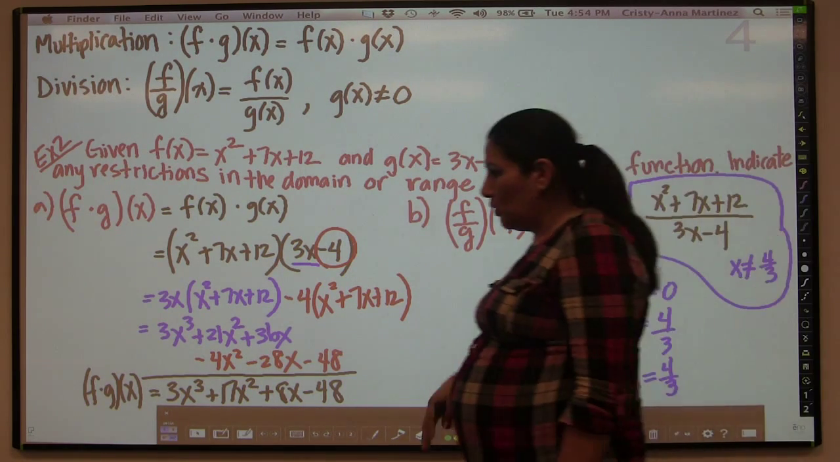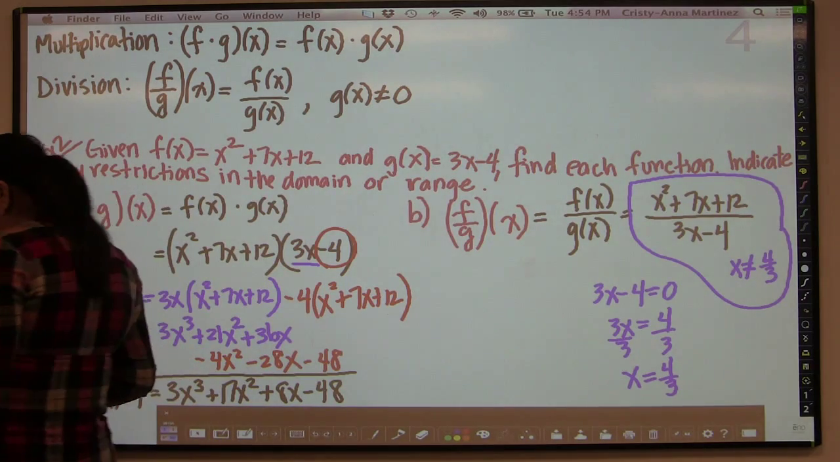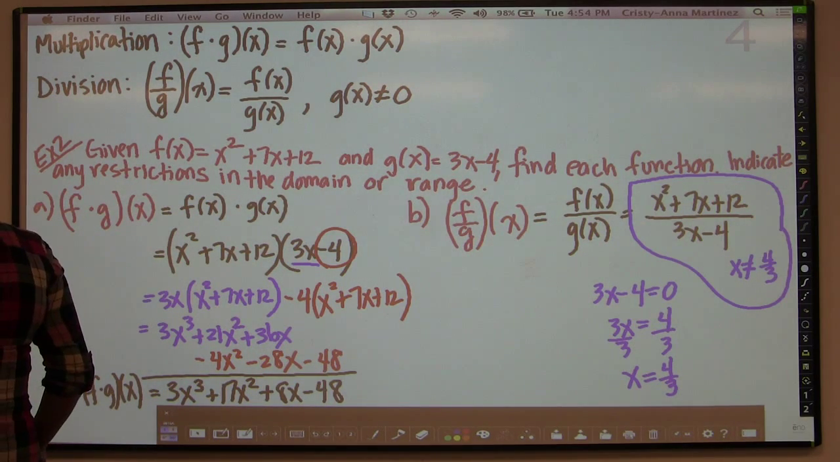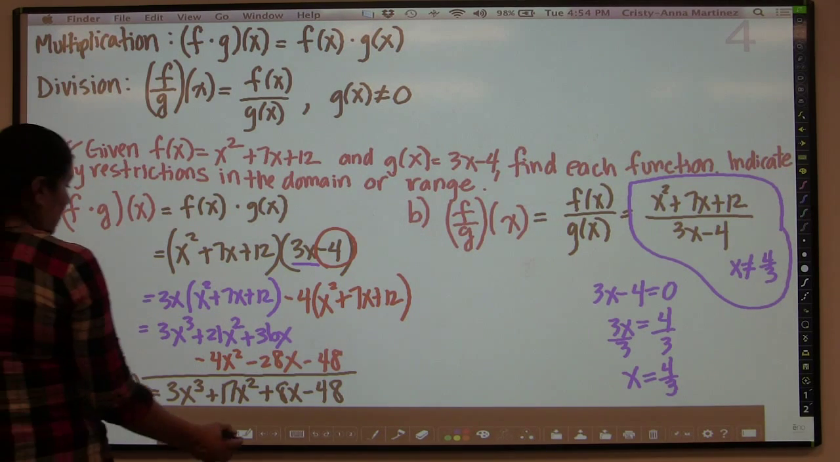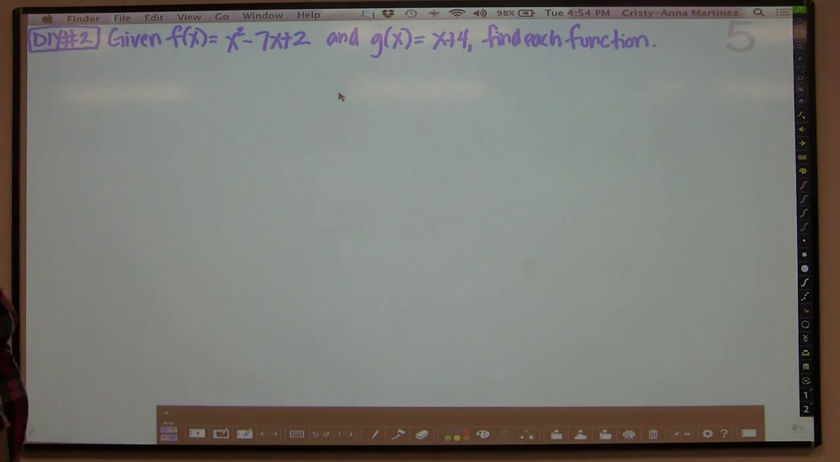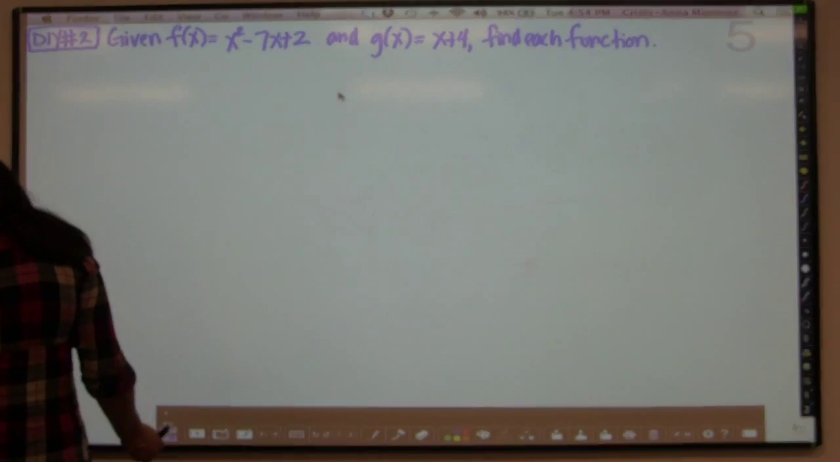I would have the x squared plus 7x plus 12 divided by 3x minus 4, but I would have to state that x could not equal 4/3 in this case. So now I want you to try this little guy, and then we're going to move on.